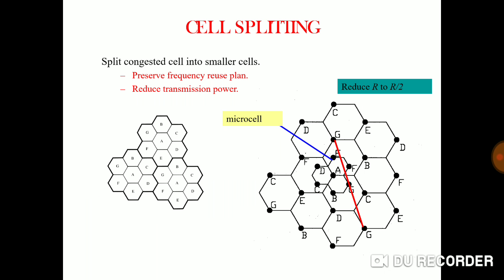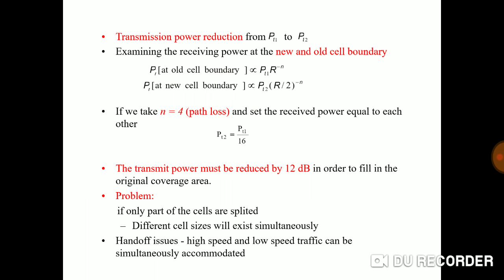So cell splitting is like this. It is based on two dimensions: one is 120-degree sector splitting, and another is 60-degree. Here it preserves the frequency reuse plan and also reduces the transmitting power, so the transmitting power is also calculated. The only main problem is that different cell sizes will exist simultaneously, so we have to concentrate while assigning the cell size.